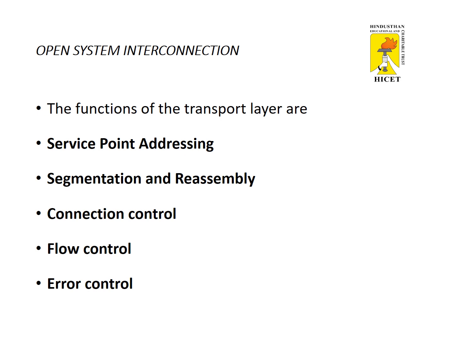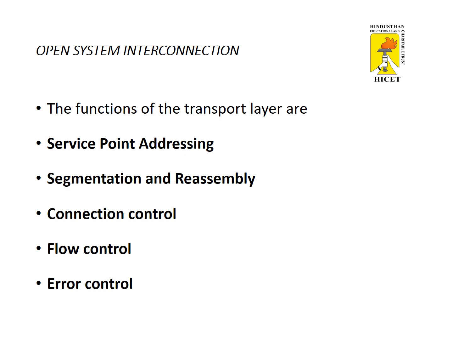So first one, service point addressing. Computers run several programs simultaneously. Due to this reason, the transmission of data from source to destination is not only from one computer to another computer but also from one process to another process. Second one, segmentation and reassembly. When the transport layer receives the message from the upper layer, it divides the message into multiple segments and each segment is assigned a sequence number that uniquely identifies each segment.